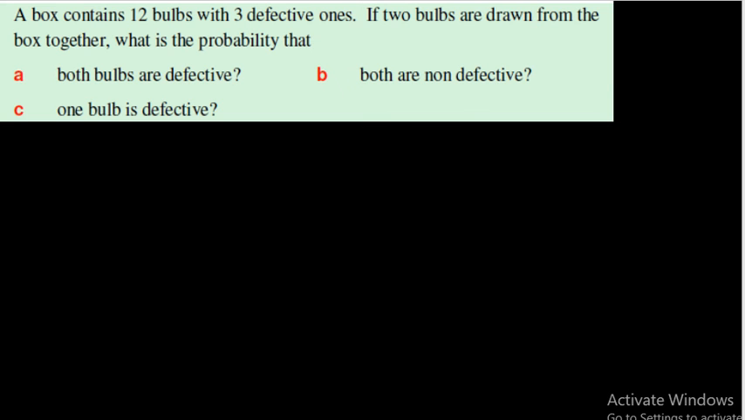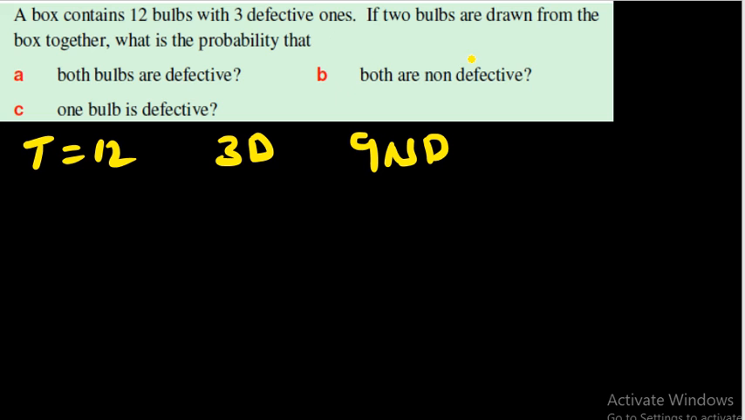Okay, the last question. A box contains 12 bulbs with 3 defective. Total we have 12, and 3 defective means the 9 are non-defective, obvious. If 2 bulbs are drawn at random from the box, what is the probability both bulbs are defective?